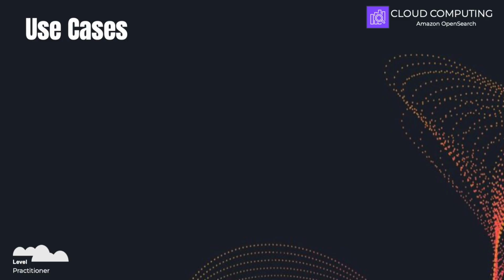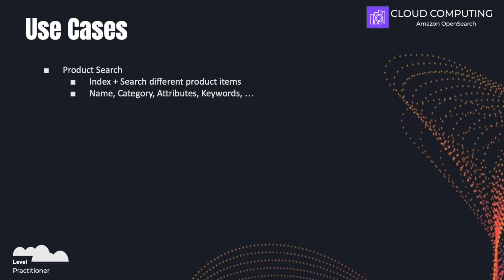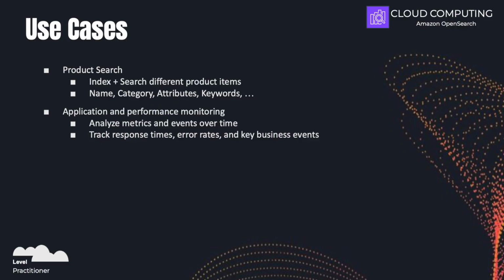Now, as the last section, let's quickly look at some of the most common places where Amazon OpenSearch service shows up in real workloads. First and foremost is a classic example of product search. Indexing product catalogs so users can quickly find items by name, category, attributes, or keywords. Another common area is application and performance monitoring. You can analyze metrics and events from your app over time, tracking response times, error rates, or business-specific events to understand behavior and performance trends.